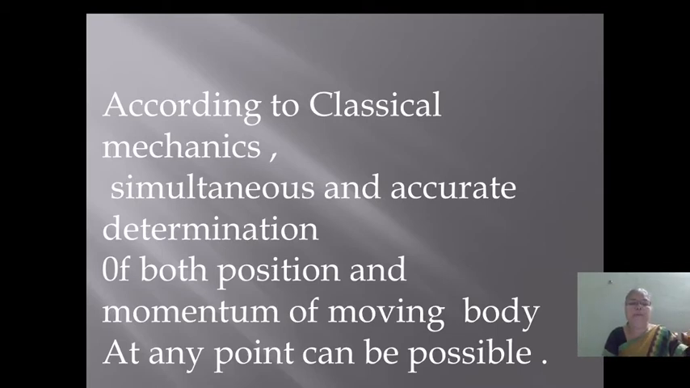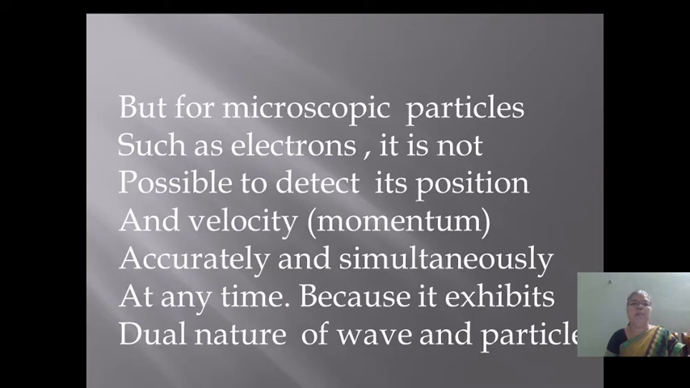Here I repeat once again. According to classical mechanics, simultaneous and accurate determination of both position and momentum of a moving body at any point is possible, but for microscopic particles such as electrons, it is not possible to detect position and velocity or momentum accurately and simultaneously at any point, because it exhibits the dual nature of wave and particle.